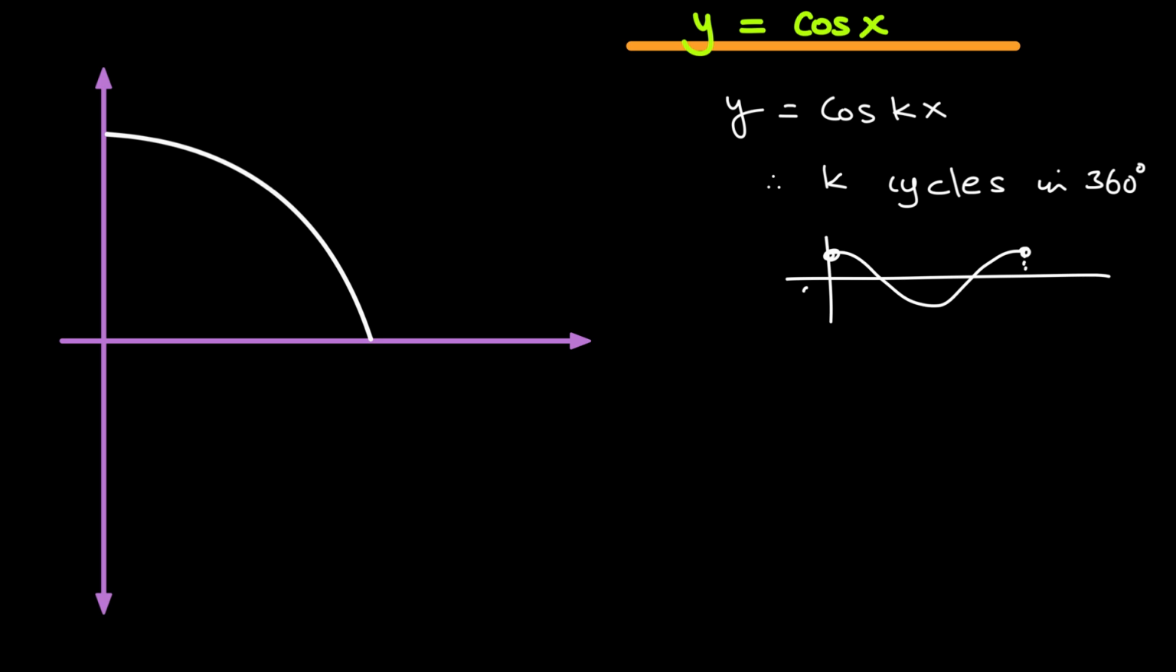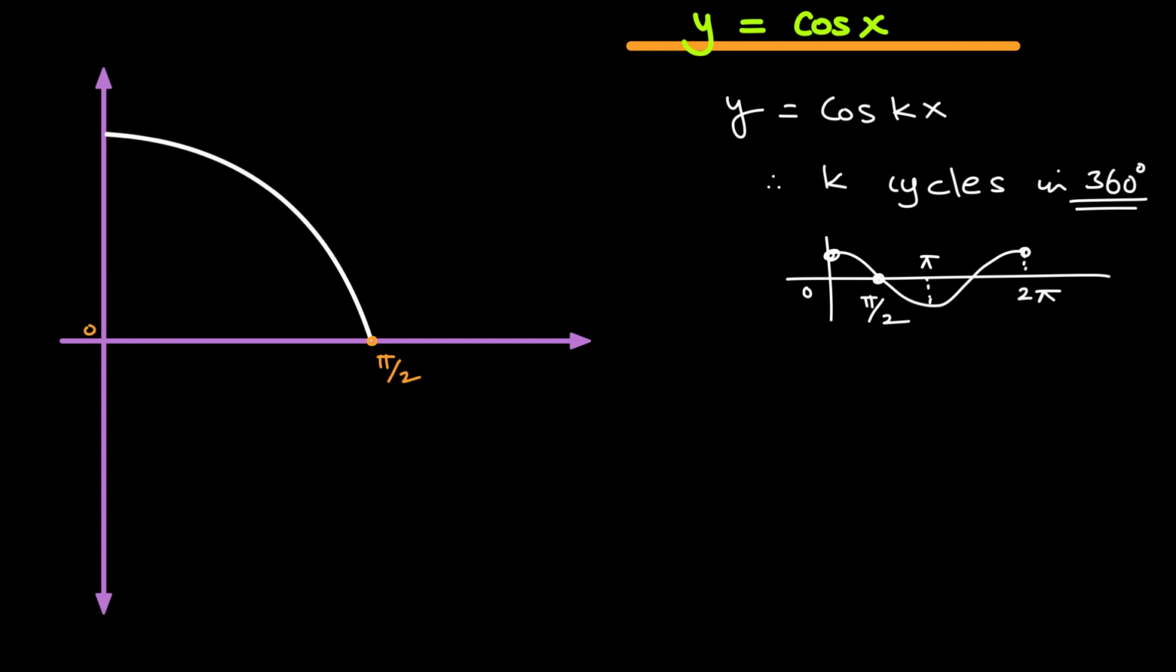It starts from 0, it ends at 2 pi, which is 360 degrees in radians. This is pi, and this one is pi by 2. So therefore, the labeling for this x-axis is pi by 2, and this labeling is 0.